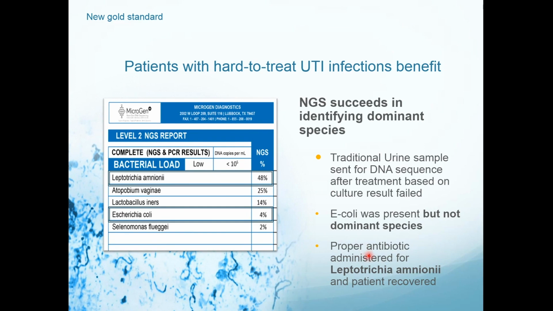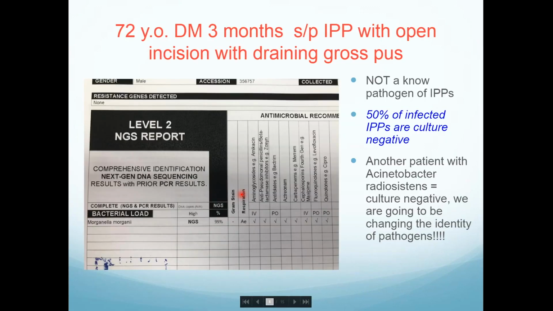He was diabetic. He presented with an open incision with draining gross pus. One thing that's interesting is 50% of patients are culture negative with traditional cultures. That's been repeatedly shown in the literature. This patient did not have any bacteria show up on his traditional culture. However, he had gross pus draining from his incision. While the traditional culture came back negative, the next-gen sequencing came back with Morganella with 99%.